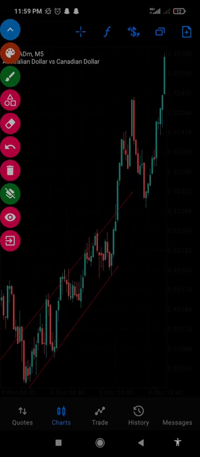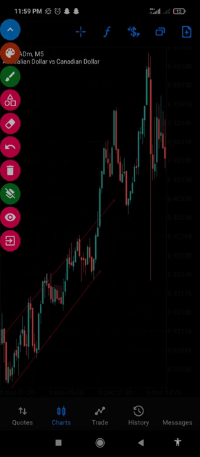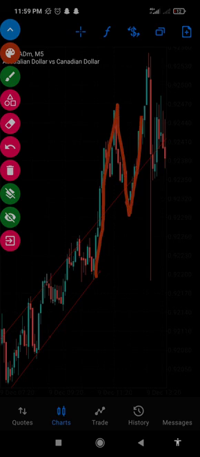Okay. Did you see what I was saying? That price came back from here. Went up. Price came back to retest this zone. And what did you see? To the upside.